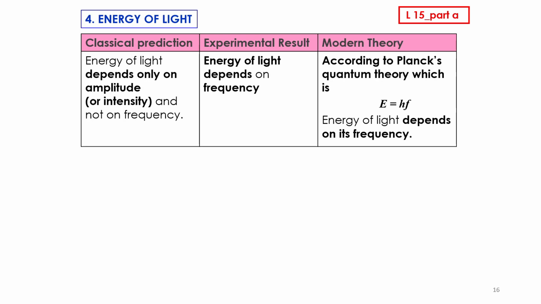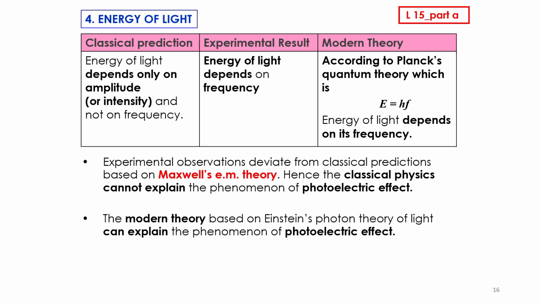Okay, the last one is energy of light. Classical prediction: energy of light depends only on amplitude or intensity and not on frequency. This is opposite to the expected result, where energy of light depends on the frequency. So in modern theory, according to Planck's quantum theory, E is equal to hf, energy of light depends on its frequency. So this is the difference between classical theory and modern theory.